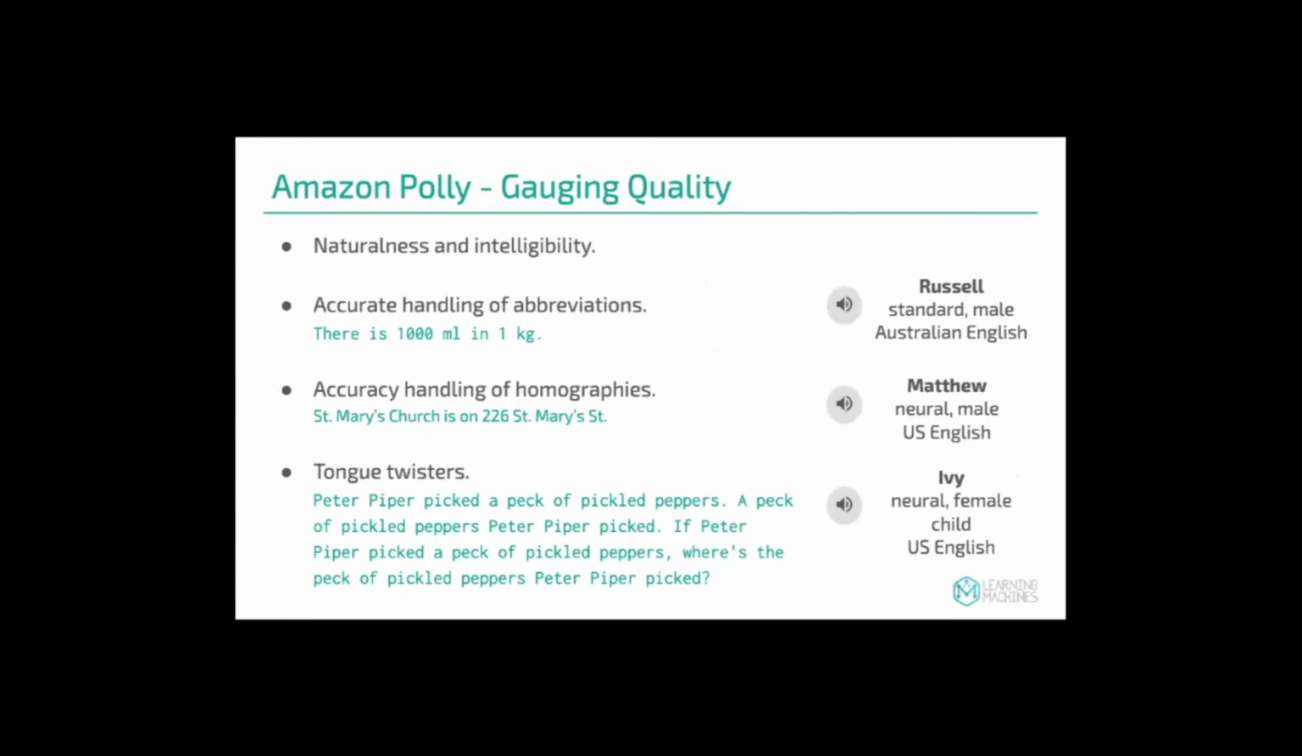One of them being naturalness. So how human does it sound? Does it sound like a human voice? And then secondly, the intelligibility of the text. Can you understand what is being said? Now let's listen to some ways in which different situations might be realized. So if you look at the sentence there's 1,000 milliliters in 1 kilogram, that is maybe how a voice would say it. So let's listen to Russell there speaking in an Australian English accent.